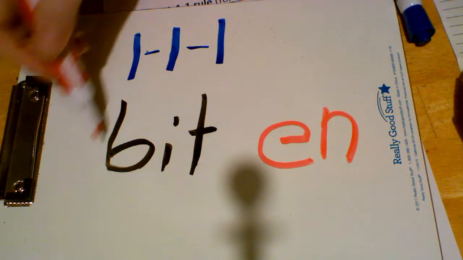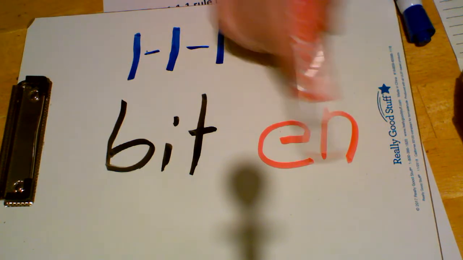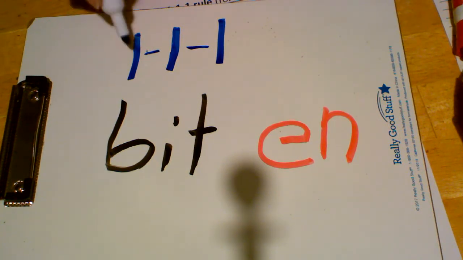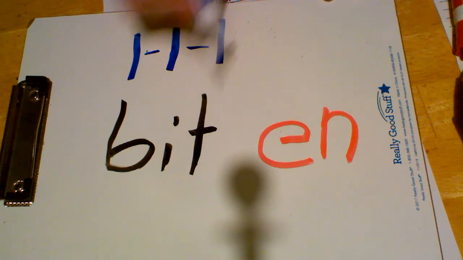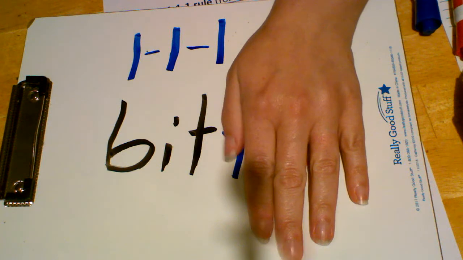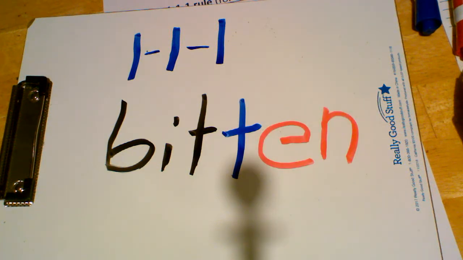So here is our base word, bit. Here is our suffix. But because of this one-to-one-to-one rule, we have to add that extra T to make sure that the I stays short. So it says bitten. We got to keep that there.